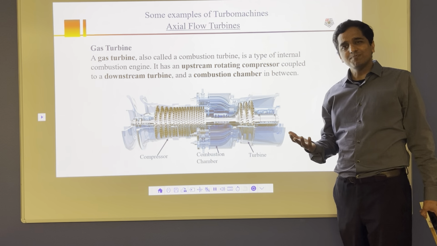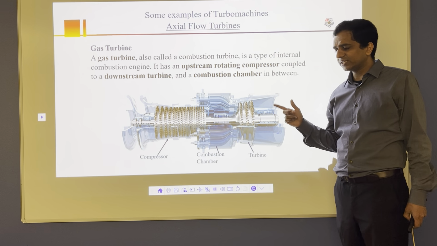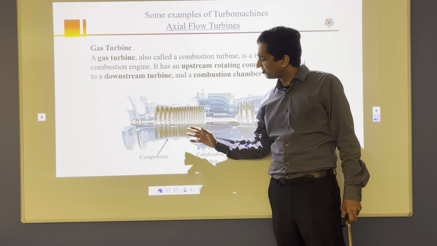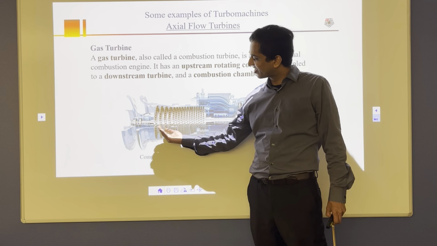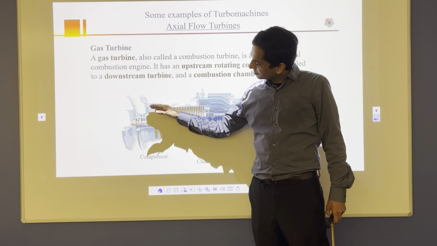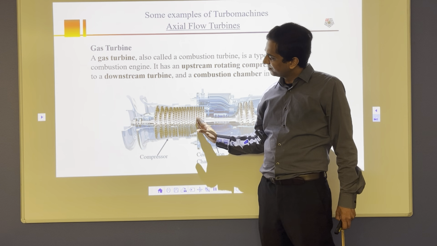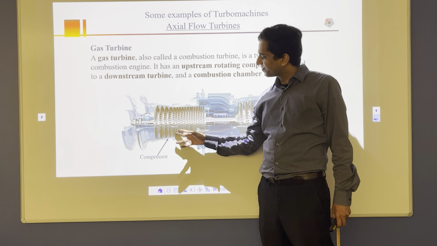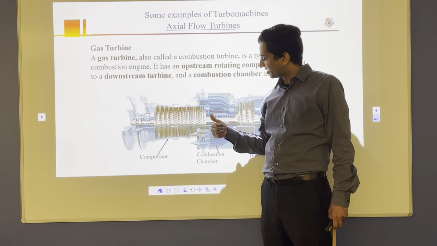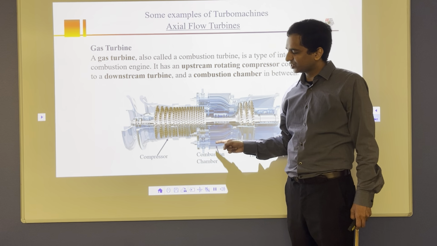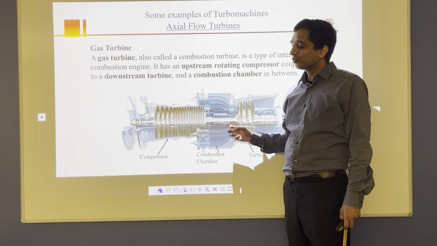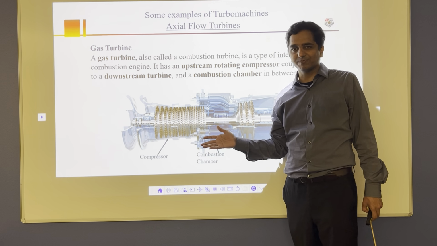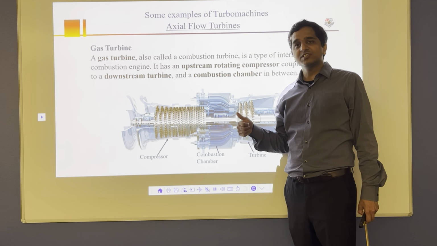We learned some examples in this class. We learned steam turbines, and then we learned about gas turbines. So this is the example for a gas turbine. What happens in this gas turbine is that air goes into it, and this is a compressor. It's going to compress that air. Once it compresses, the temperature and pressure of that air increase and it goes into the combustion chamber. In the combustion chamber, something happens like in your car: you spray fuel and you ignite the fuel. Since the air is already compressed, it's going to increase the temperature and pressure further.